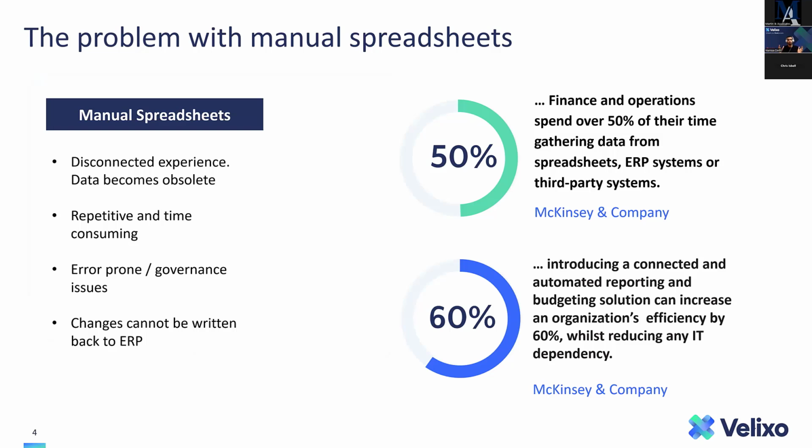So what problem does Velixo solve essentially? Well, it solves the problem with manual spreadsheets, and it results in a few issues. First things first, it's a completely disconnected experience, and data becomes obsolete the second you export it to Excel. For this reason, it becomes repetitive and time-consuming to produce reports. On top of that, it's also incredibly error-prone, and governance issues can happen, as it can get challenging to manage document access security for your whole team. And any changes made to the data in Excel can only return back to Acumatica by manually entering it, which is highly inefficient.